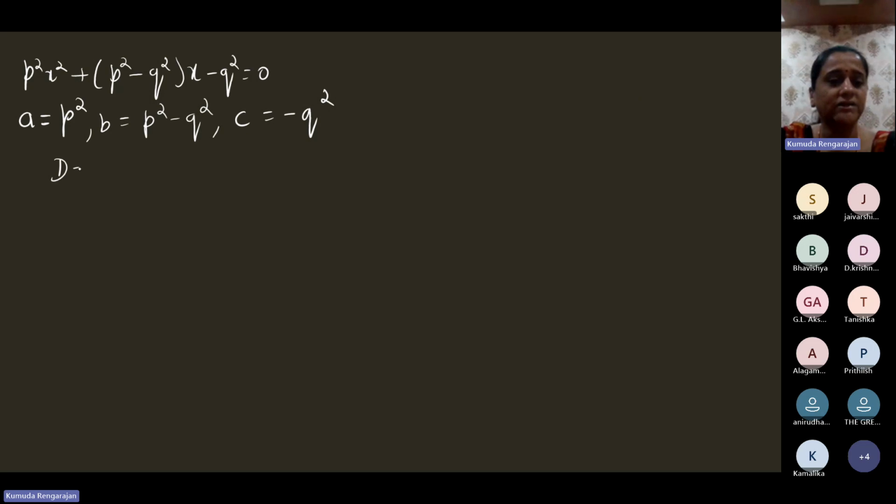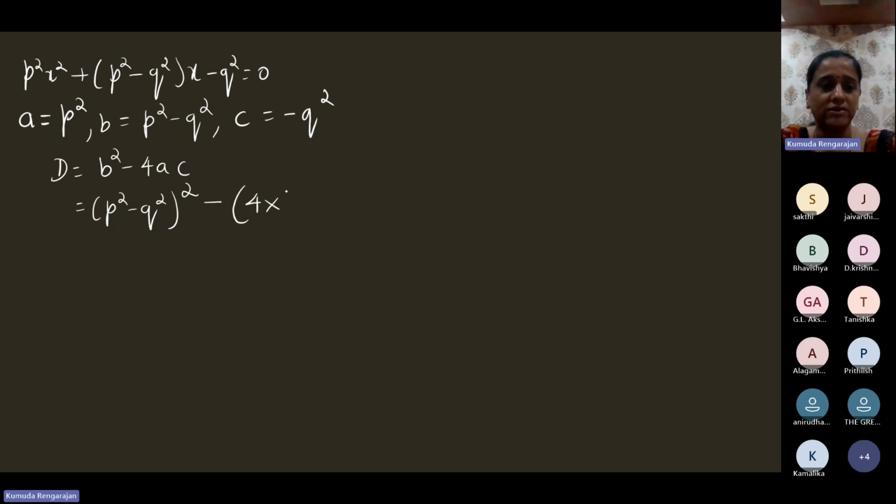Let's find D, the discriminant, which is B square minus 4AC. So B square is P square minus Q square. This is B, and this is A, and this is C. I'm not going to expand this. Minus into minus is plus, children. See, there's a minus inside the bracket. So minus into minus plus 4 into P square into Q square.